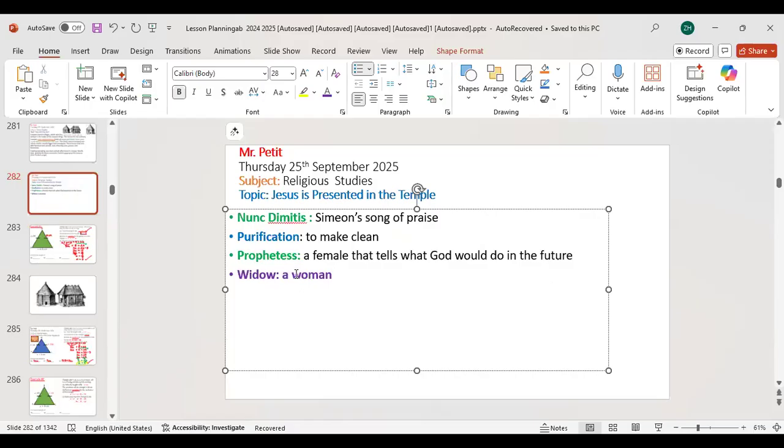So a widow typically refers to a female. So a woman whose husband has died.